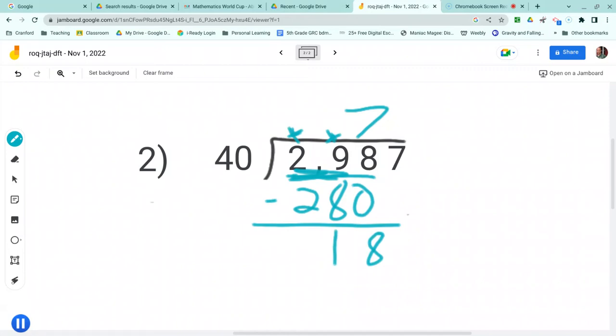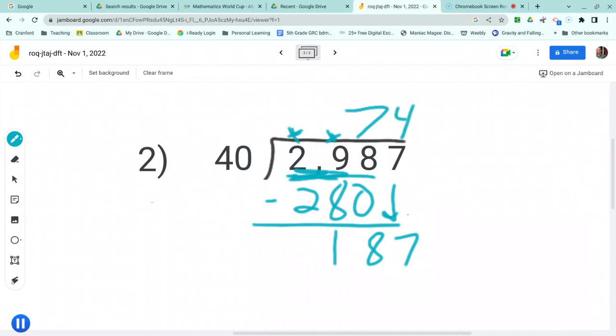I asked myself the same question as I did last time. Is this 18 lower than that? If it is, we're doing the right thing. Good job. Check, check. I like this little disappearing thing. Next, we'll bring down our 7, and we have the number 187. How many times does 40 go into that?